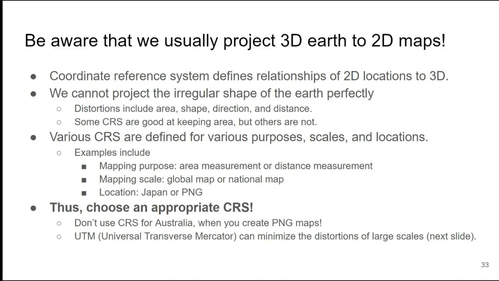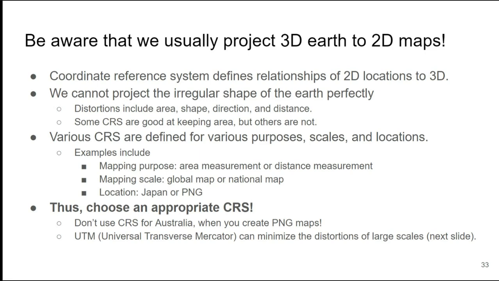When projecting the Earth to maps, errors are always introduced to area, shape, direction, and distance. One CRS handles area well at the cost of the others, and another CRS minimizes the direction error at the cost of the others. Since there are a lot of purposes of mapping, a lot of CRS have been defined.